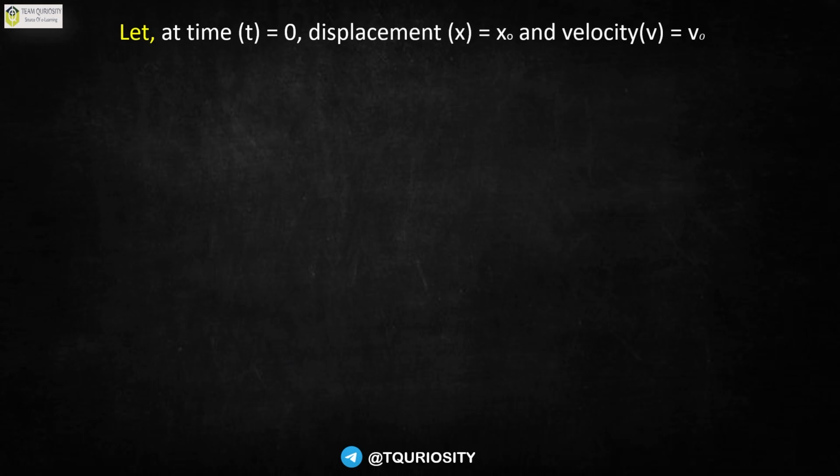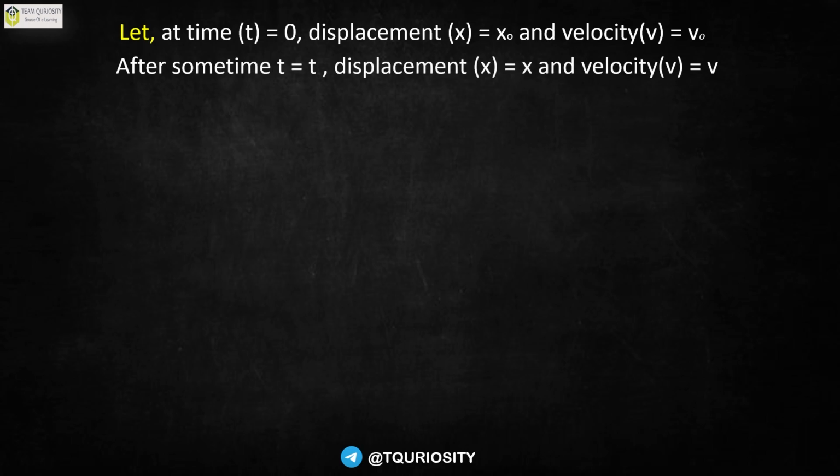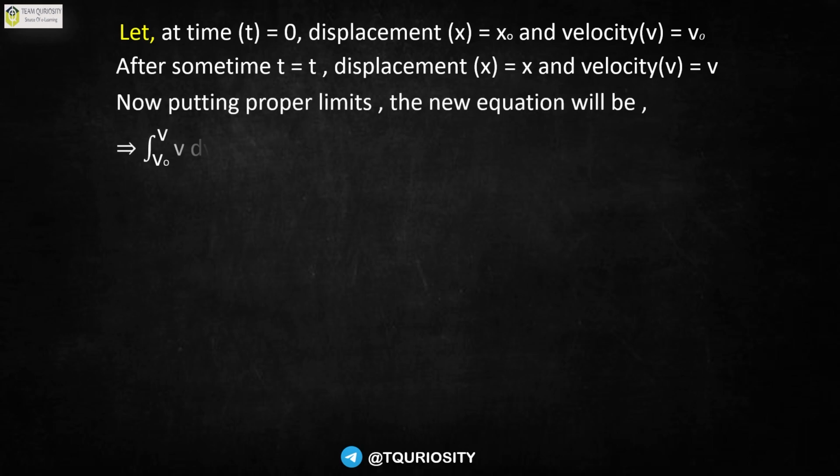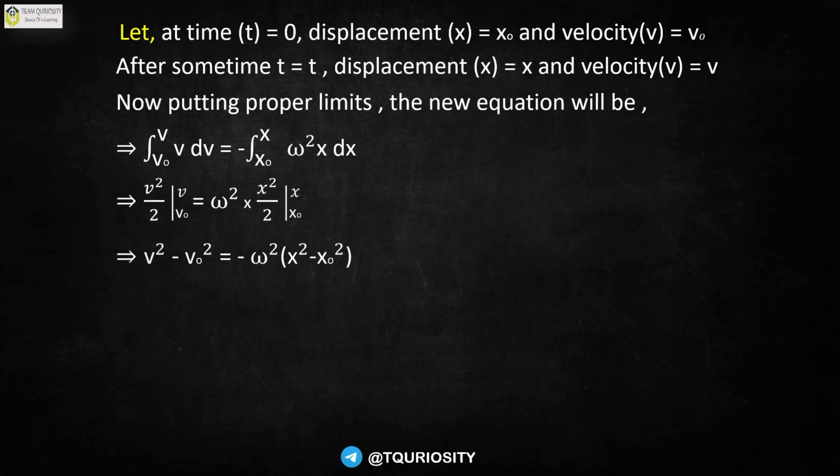Let at time t is equal to 0, displacement x is equal to x naught and velocity v is equal to v naught. After some time t is equal to t, x is equal to x and velocity v is equal to v. Now putting proper limits, the equation will be integration v naught to v dv is equal to minus integration x naught to x omega square x into dx. Using the rules of integration, we get v square by 2 with limits v naught to v is equal to minus omega square into x square by 2 with limits x naught to x. Performing the subtraction from upper limit to lower limit, we can write v square minus v naught square is equal to minus omega square whole into x square minus x naught square.